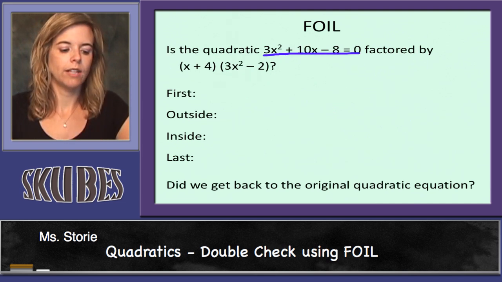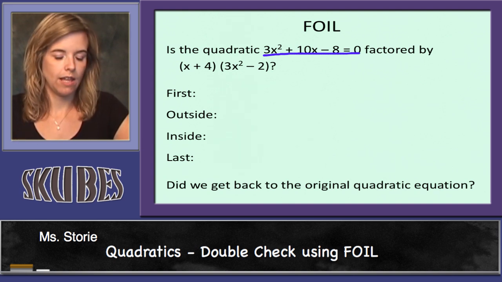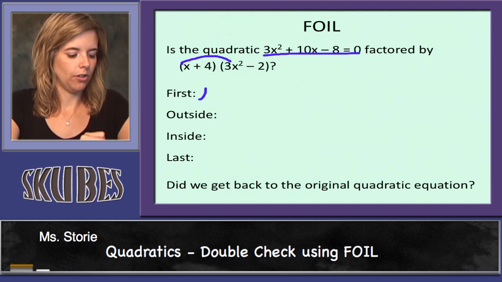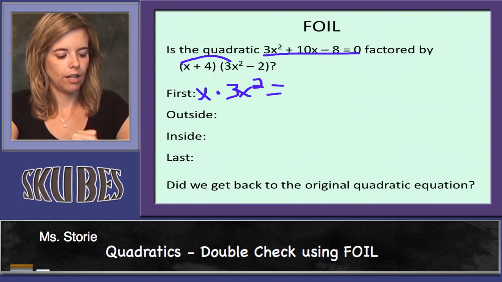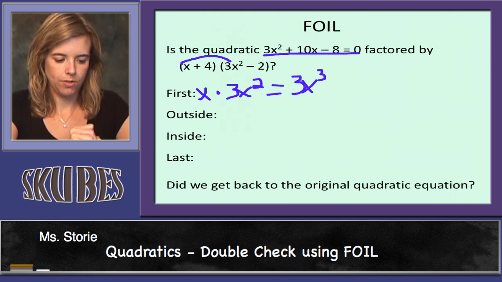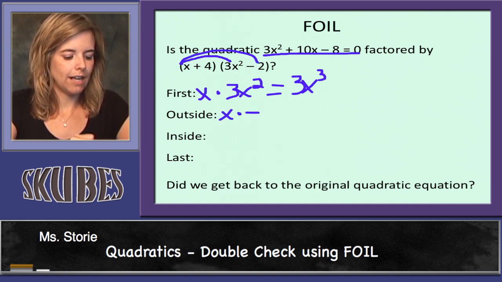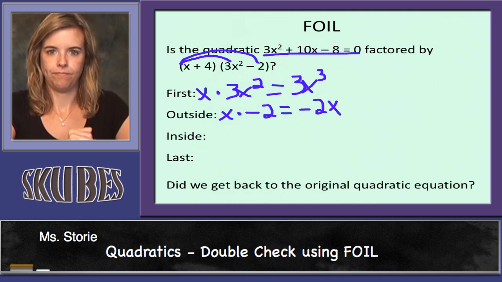This is the equation that they gave us. They wanted us to factor it. What do we multiply together to get that big, long quadratic? So we're going to do FOIL again. First, so you're going to look at x times 3x squared. You're going to get 3x cubed because you're adding your exponents. Then you're going to do outside, which is x times negative 2. So that means we have a negative 2x.